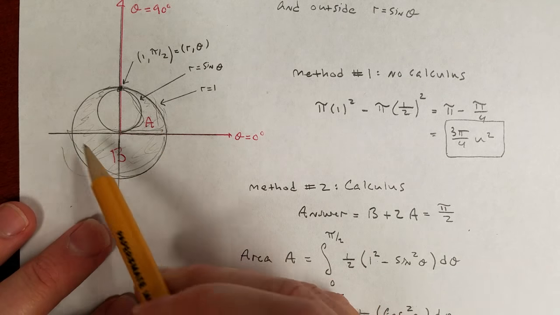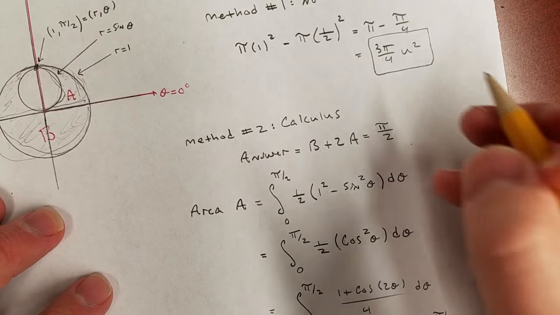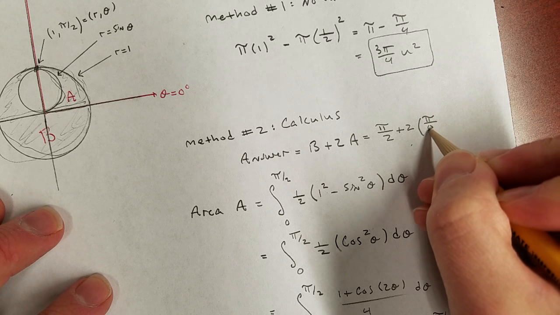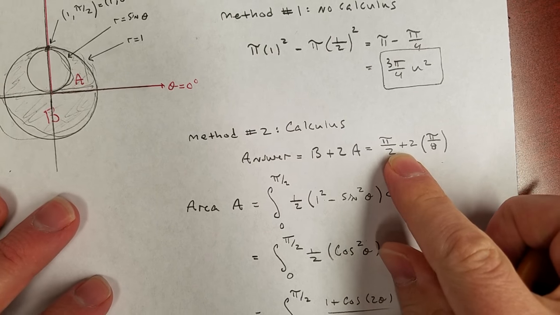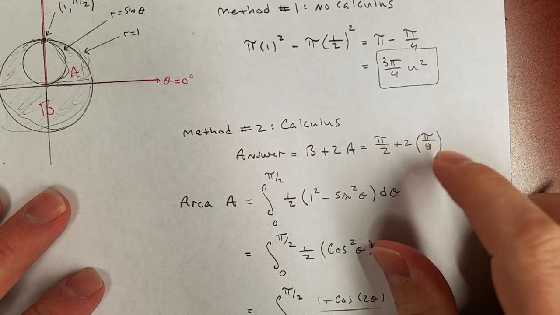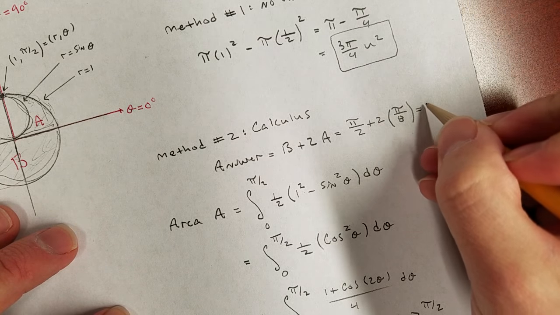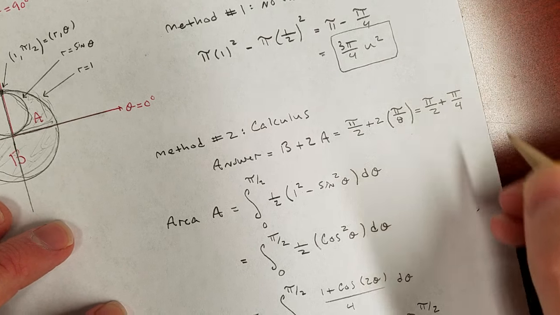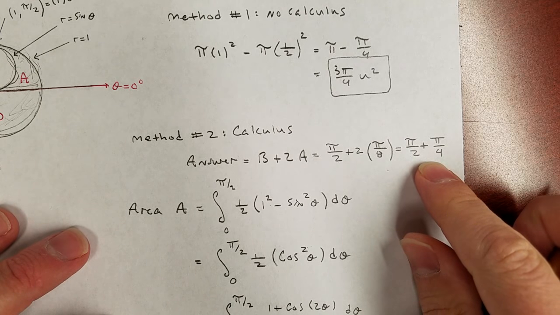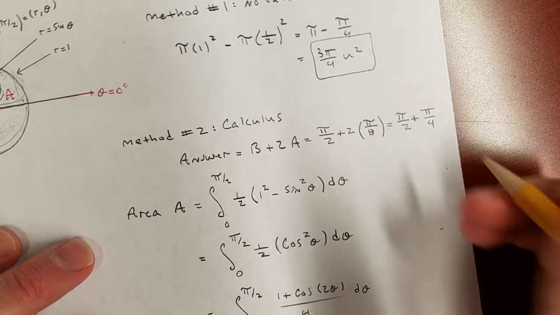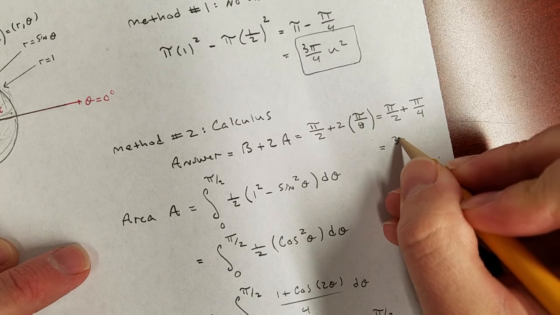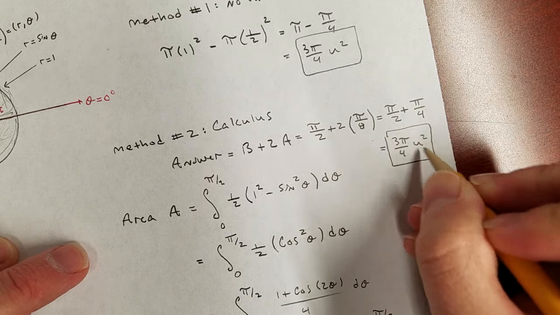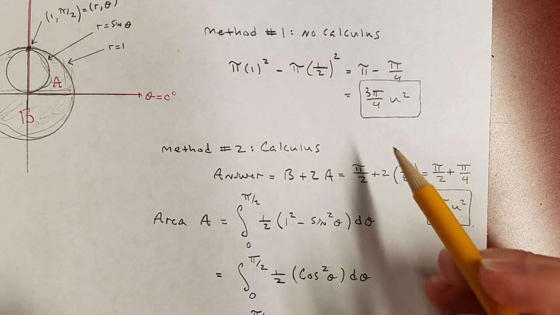So, okay, to get all that shaded area, I wanted 1 B and 2 A's. So let's do plus 2 times pi over 8. So that's going to be pi over 2 plus pi over 4. Okay? With some canceling. And if we get a denominator of 4, we'll get 2 pi over 4 plus 1 pi over 4. So we'll get 3 pi over 4. That's area. So I put units of area measurement right there. Right, of course, the same answer, 3 pi over 4.